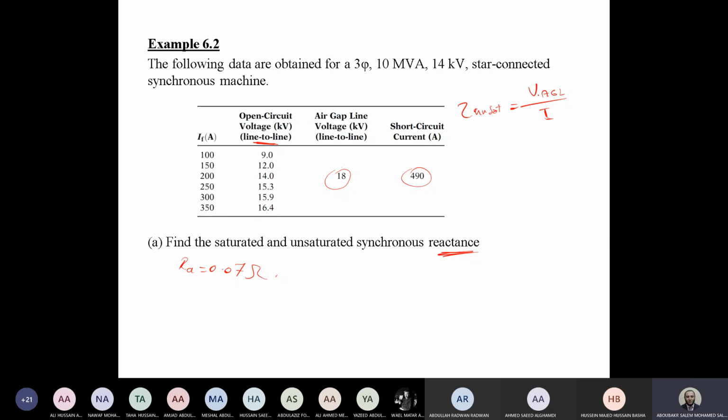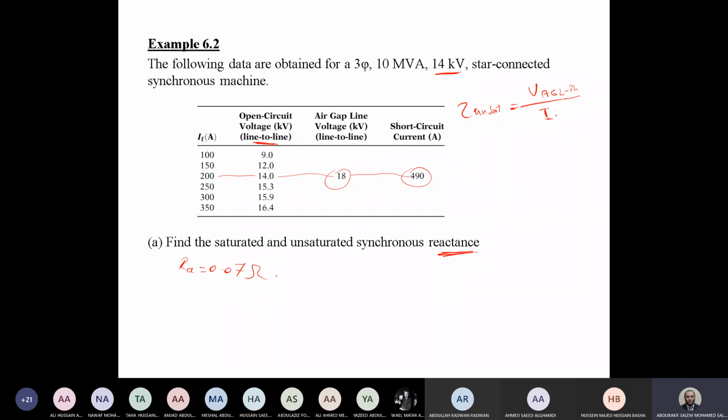The air gap line value is a line value, so we take the phase value, over I at the field point of the rated voltage. Now, what is the field point of the rated voltage here? It's stated that the voltage is 14 kilovolt, is it right? So at 14 kilovolt, you will find the field current is 200 ampere, and the air gap line is 18, and the short circuit current is 490. So you have all of the data given here from this line, and you can calculate it.